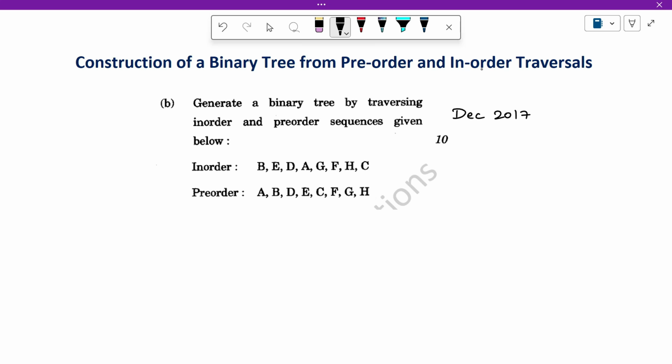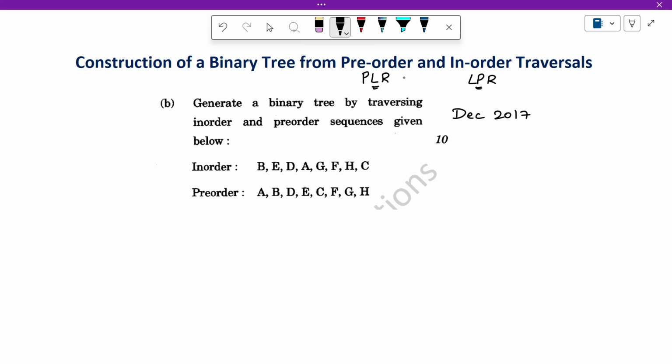Inorder traversal is where the parent position is in between the left and right node. So left, parent, right. In preorder, pre means before. Parent comes before left and right. In postorder, parent comes after left and right. So in preorder and inorder traversal, this is the parent position.